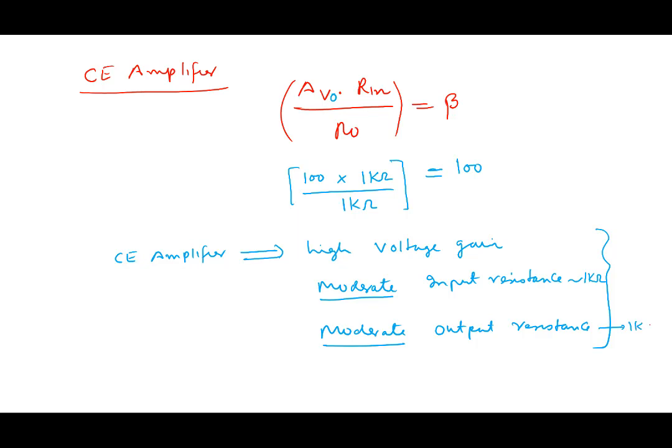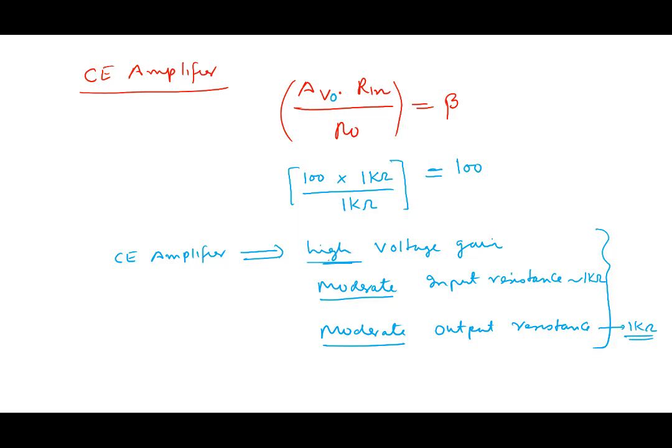If I take that as a moderate value, high input resistance would become maybe 100K or larger, 100 times larger. So it becomes a high input resistance in that context. Low output resistance would become maybe 10 times lower, maybe 100 ohms, maybe 50 ohms. That would become a low output resistance here. So this is often taken as the characteristics of common emitter amplifier.